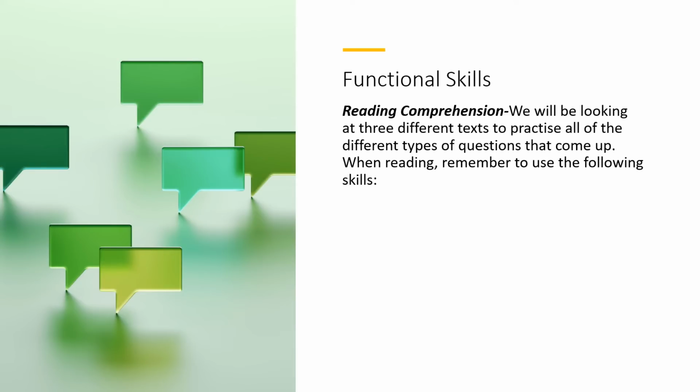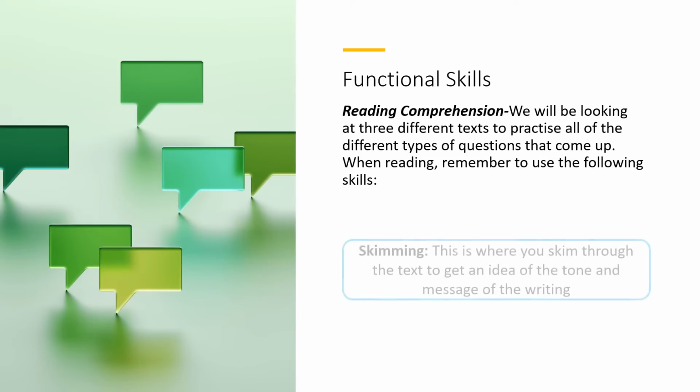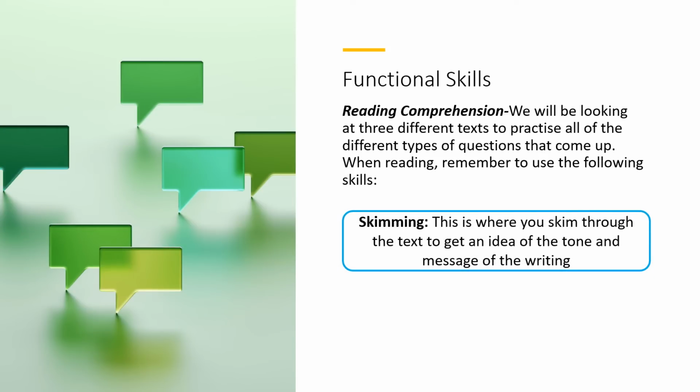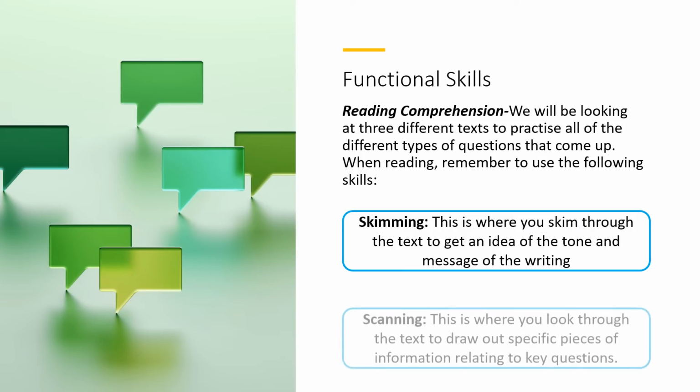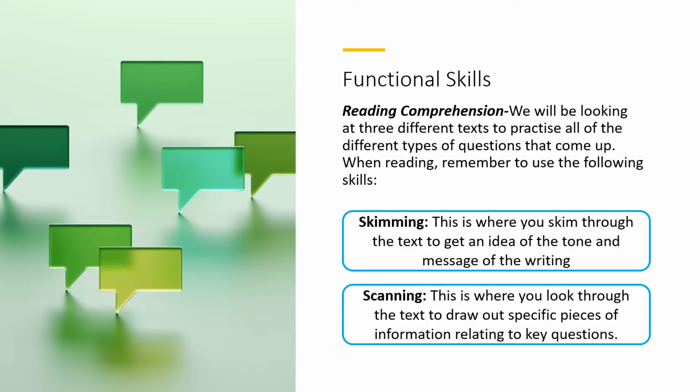Reading comprehension. We're going to be looking at 3 different texts that help practice all of the different types of questions that come up. When we're reading, remember to use the following skills. So as we mentioned before, skimming is very important. This is where you skim through the text to get an idea of the tone and the message of the writing. And then we've got scanning. So this is where you look through the text to draw out specific pieces of information relating to key questions.